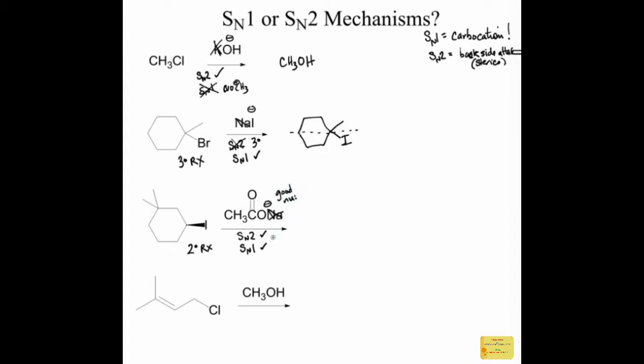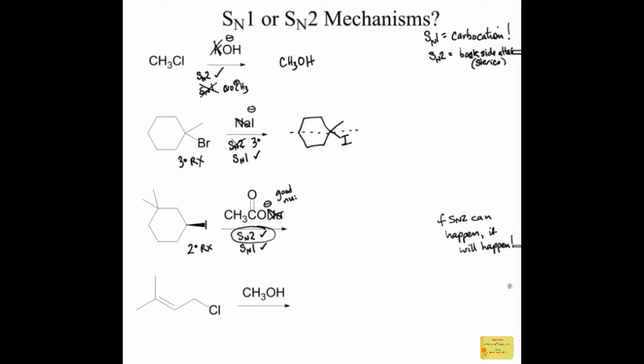And so something that would love to come out and attack. So guess what? If an SN2 can happen, it will happen. It will be the major product. It's a very favorable reaction.